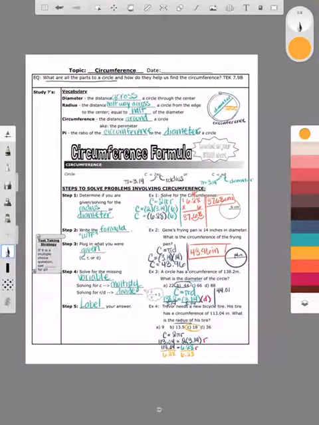All right, so that concludes your notes. We went over what the parts of a circle are and how we can use those to find the circumference. If you guys have any questions, please feel free to get in contact with me.